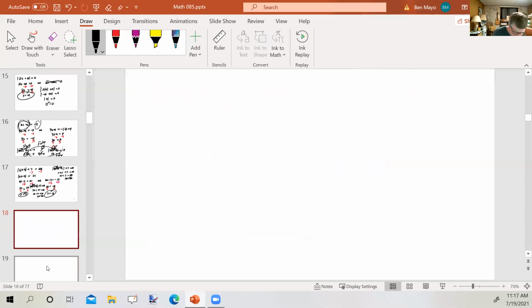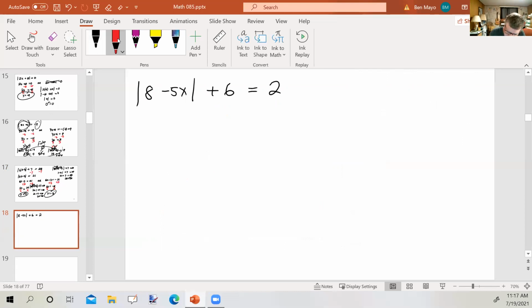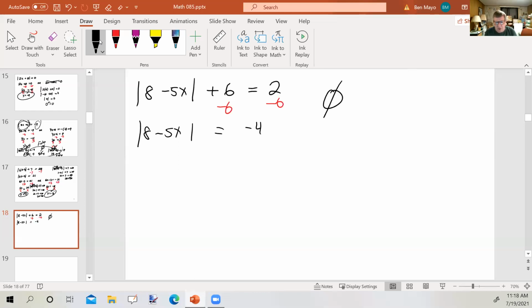How about this one? The absolute value of 8 minus 5x plus 6 equals 2. So the first thing I need to do is isolate the absolute value. I'm going to do that by subtracting 6 from both sides of the equation. But now I have an absolute value equal to a negative number. So there's going to be no solution. Now, I can still come up with possible solutions, and sometimes WebAssign asks you to do that. So you'll just have to look and see what the directions are.